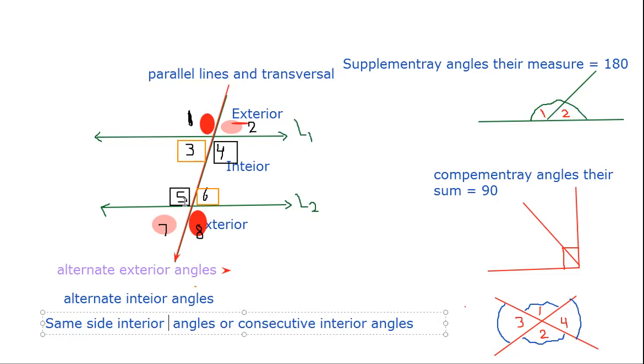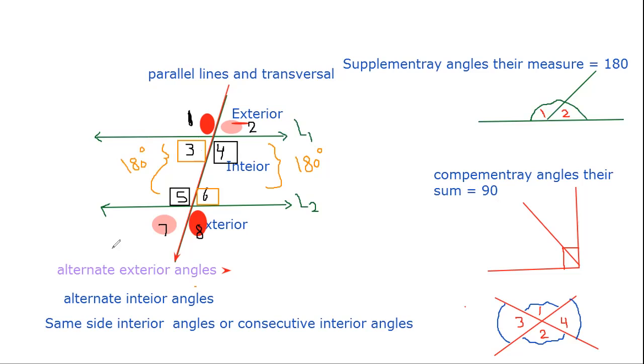Where is the interior region here? So we will say that those two angles together are called same side interior angles, and their sum will be 180 degrees. We can find another pair on the opposite side, another pair of consecutive interior angles. Their sum will be equal to 180 degrees.